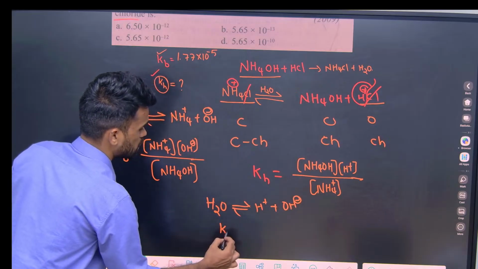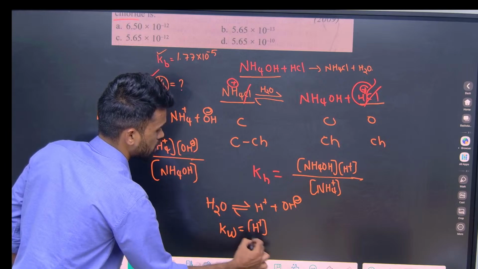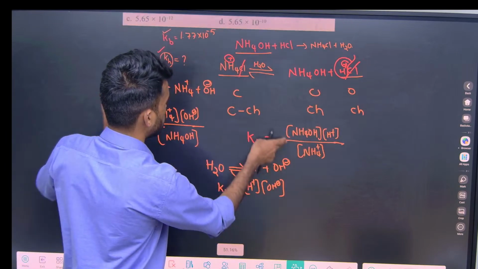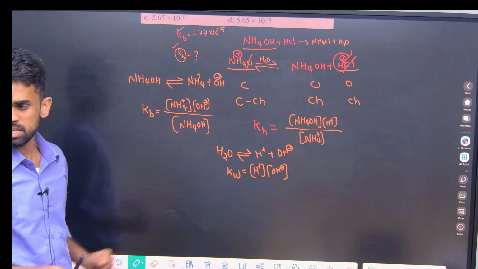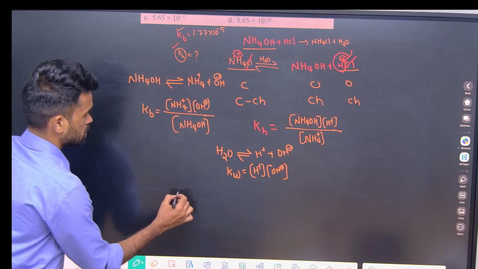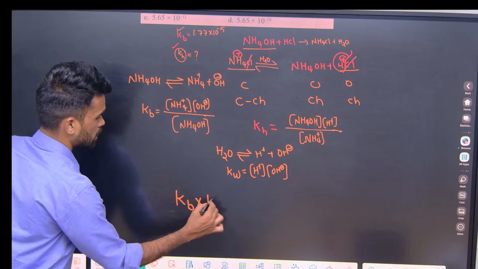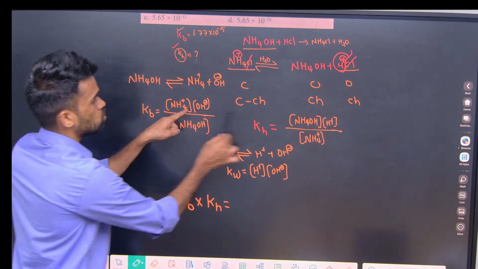So the ionic product of water, what will you write now? Concentration of H plus ion multiplied with concentration of OH minus. Now try to merge these three things, Kw, Kb, Kh. See, just to see what I am doing, Kb into Kh. These two I am multiplying.